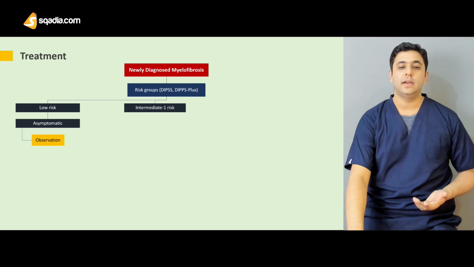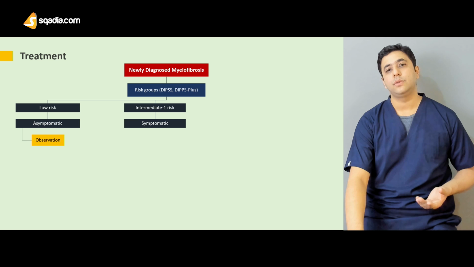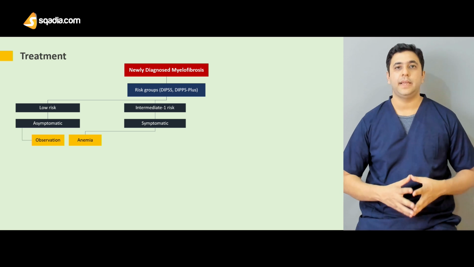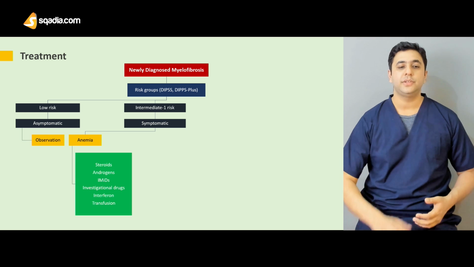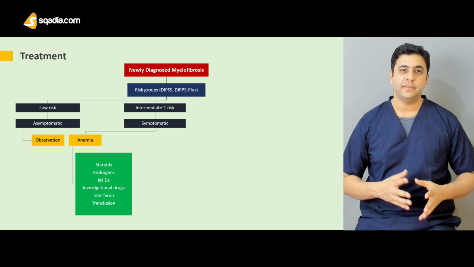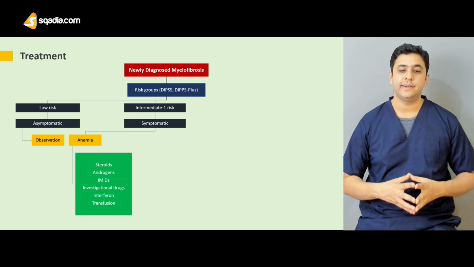If the patient is an intermediate risk patient and they have all the signs and symptoms of myelofibrosis, then depending on the predominant symptomatology, we cater the various types of treatment modalities. For example, if anemia is the major presenting complaint and is the major troublesome thing for the patient, then in those patients, we have a lot of treatment options. We can try various immunomodulators like steroids or androgens or immunomodulator drugs.